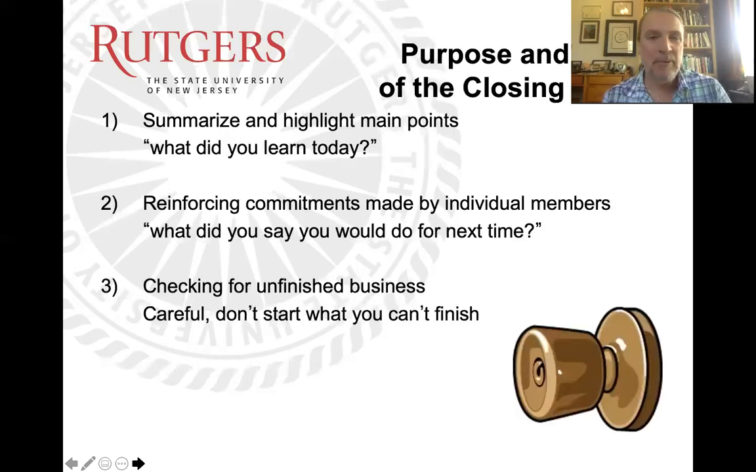So, purpose: you want to summarize and highlight the main points of what you learned. What would you do for next time if you were going to do this over again? And checking for unfinished business, but not starting unfinished business. There's something we call doorknob therapy. Doorknob therapy is the session's over, people are just leaving, and just when they get to the door, they go, oh yeah, and by the way, and then they start this huge piece of work.